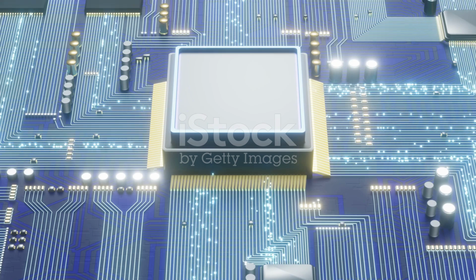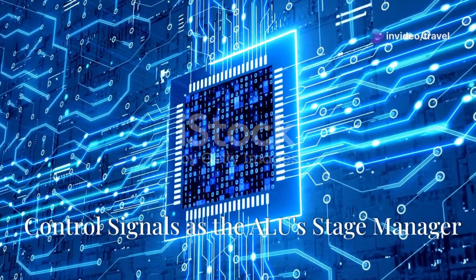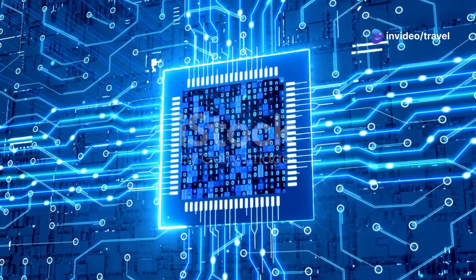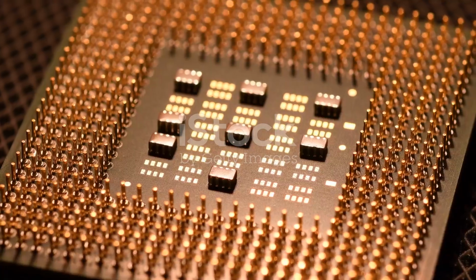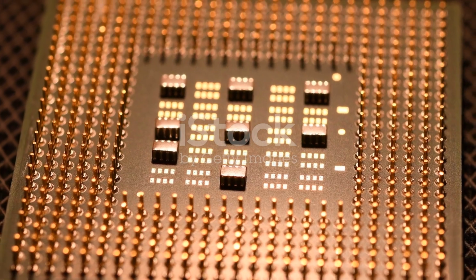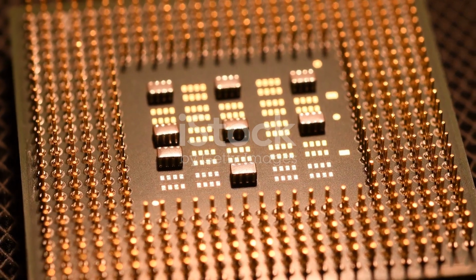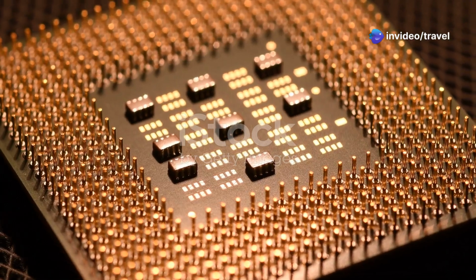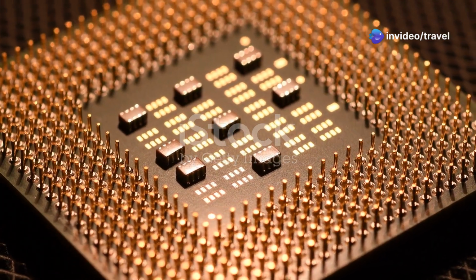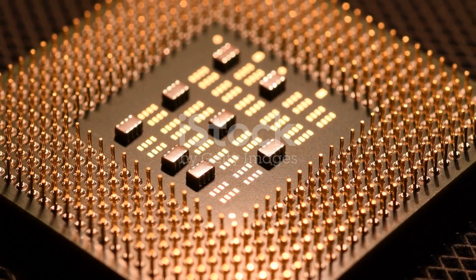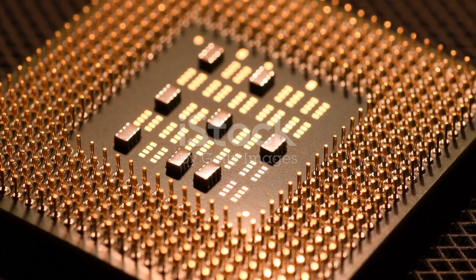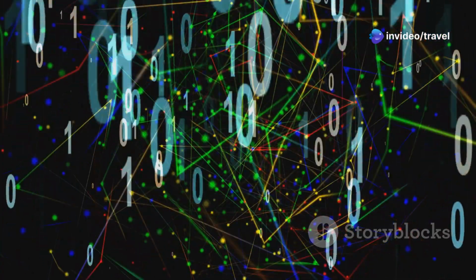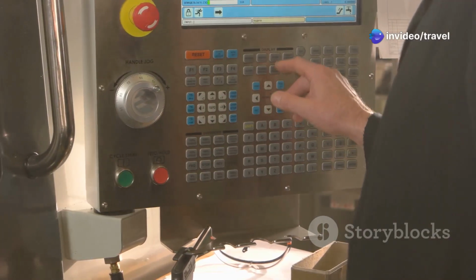Section 5: Logic at its core. Section 6: Directing the show, control signals as the ALU's stage manager. So far we've seen how the ALU can perform different operations. The Arithmetic Logic Unit, or ALU, is a critical component in the CPU that handles all arithmetic and logical operations. It can add, subtract, multiply, and perform logical operations like AND, OR, and NOT. But how does it know which operation to perform? How does it decide whether to add 2 numbers or to compare them? That's where control signals come in.